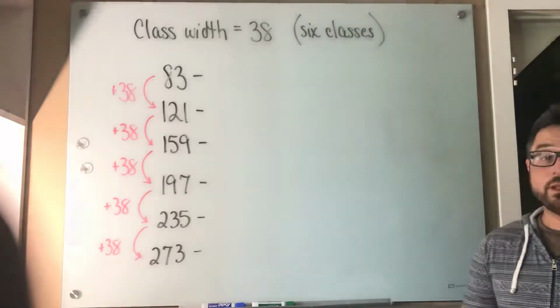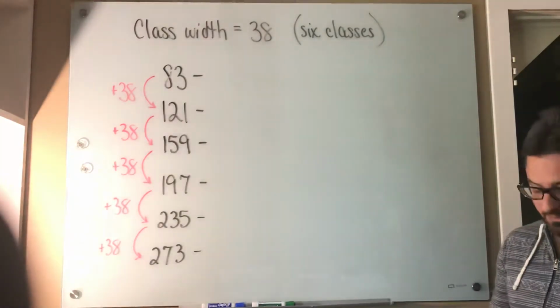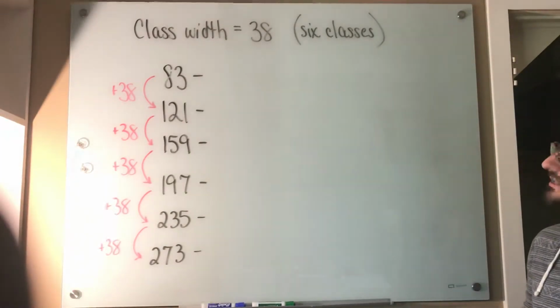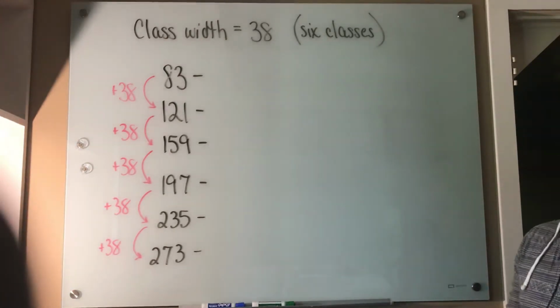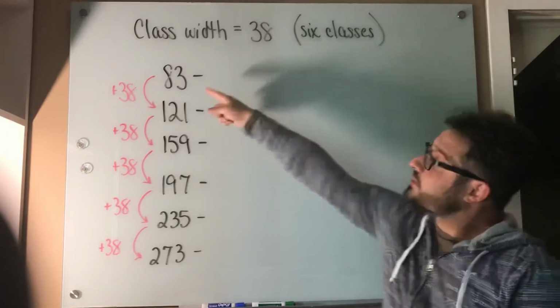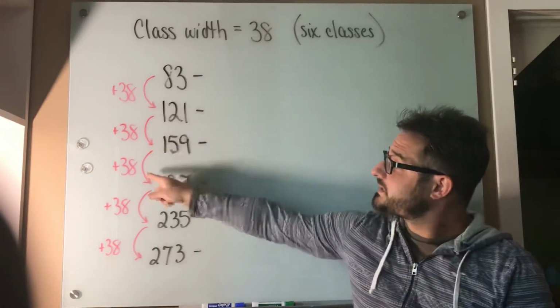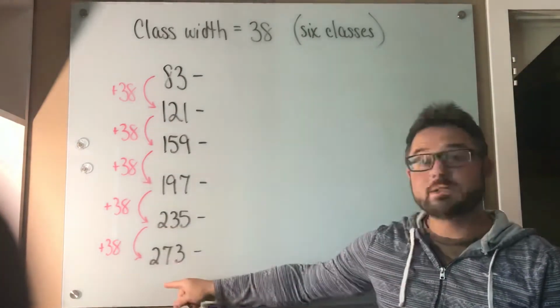Now, from here we can get the lower limits by observing some of the rules for constructing classes. The rules say that the classes must all be the same width. We have ensured that by making sure it's the same distance from one lower limit to the next all the way down.